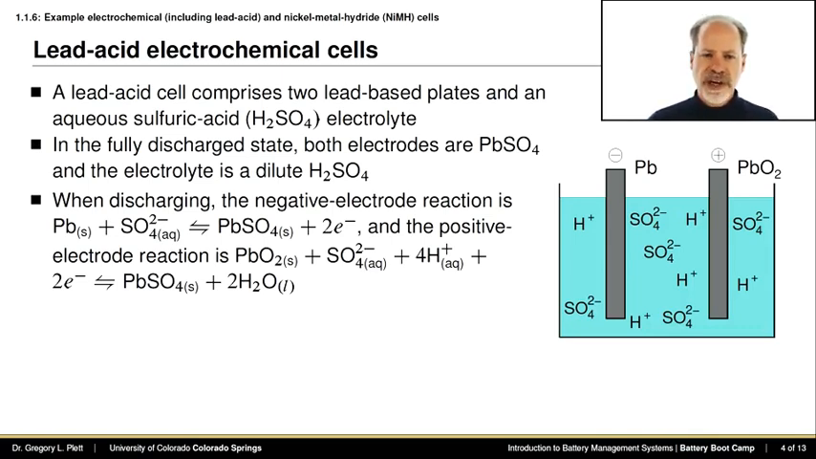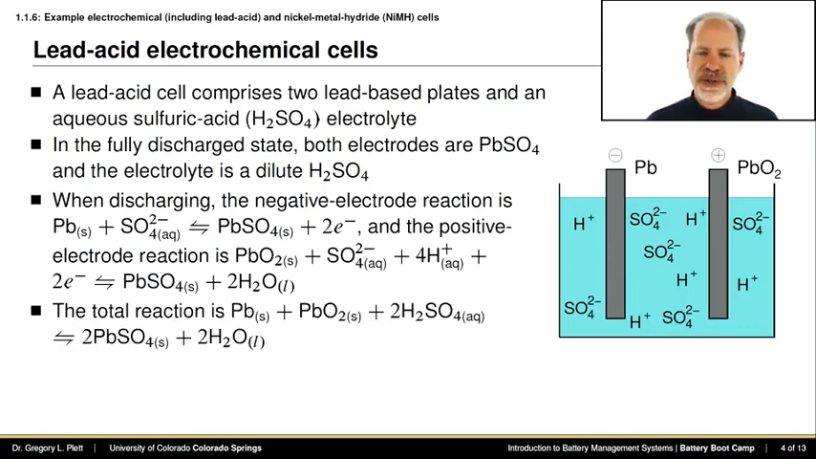If, however, the lead-acid cell holds some charge, and we are in the process of discharging this cell, the negative electrode reaction is listed as shown. We see that solid lead combined with a sulfate anion becomes lead sulfate plus 2 electrons. We also see that the positive electrode reaction has lead oxide in solid form combining with sulfate anions plus protons from the external circuit to form lead sulfate plus water. When we combine the two half reactions, the total reaction is lead plus lead oxide plus sulfuric acid becomes lead sulfate plus water in liquid form.